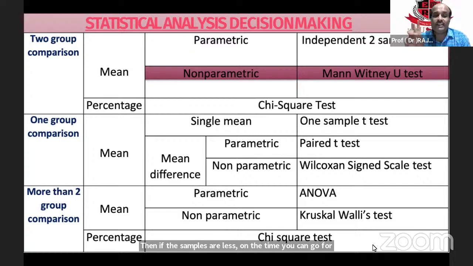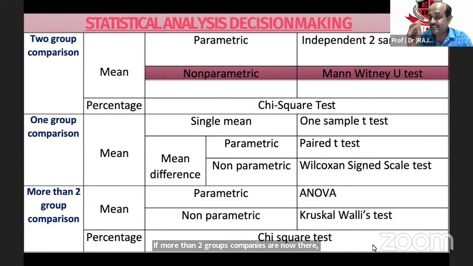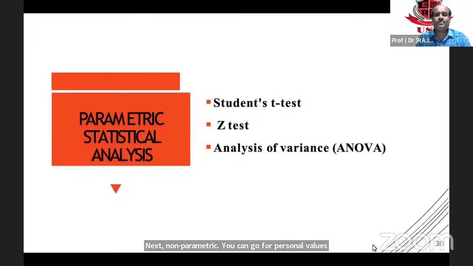If there are more than two groups to compare, for parametric you can go for ANOVA: one-way ANOVA, two-way ANOVA, and multiple ANOVA, because it depends upon how many items are in the groups and how many you are comparing. Next, for non-parametric, you can go for the Kruskal-Wallis test. Then to find out a percentage, it is the chi-square test.